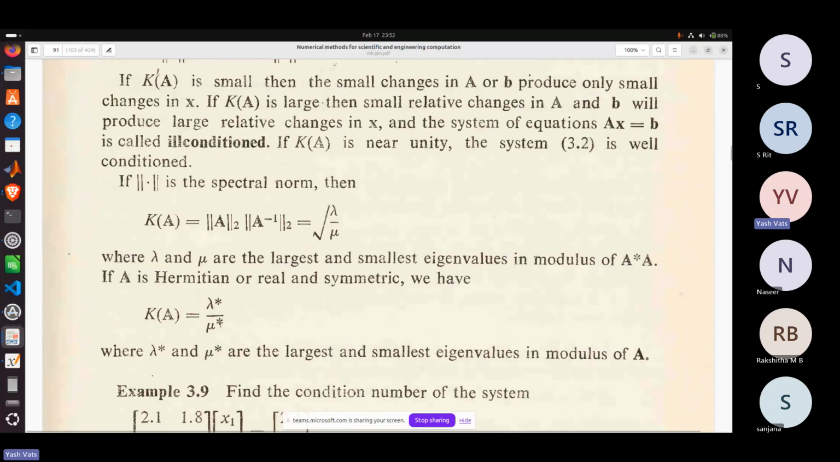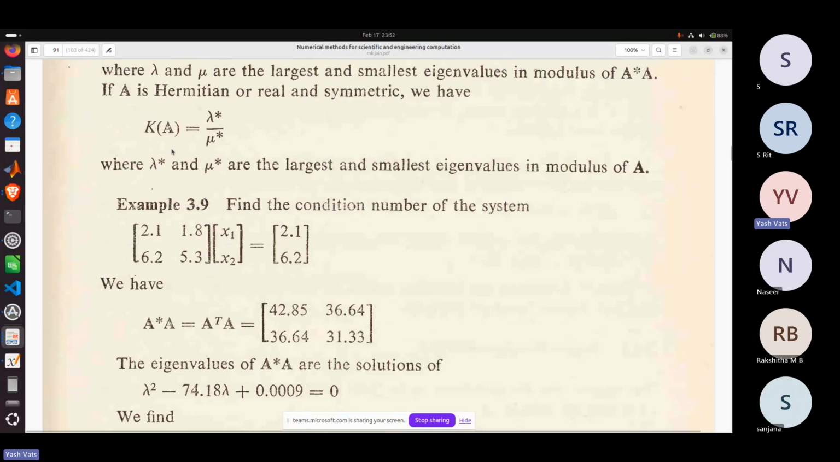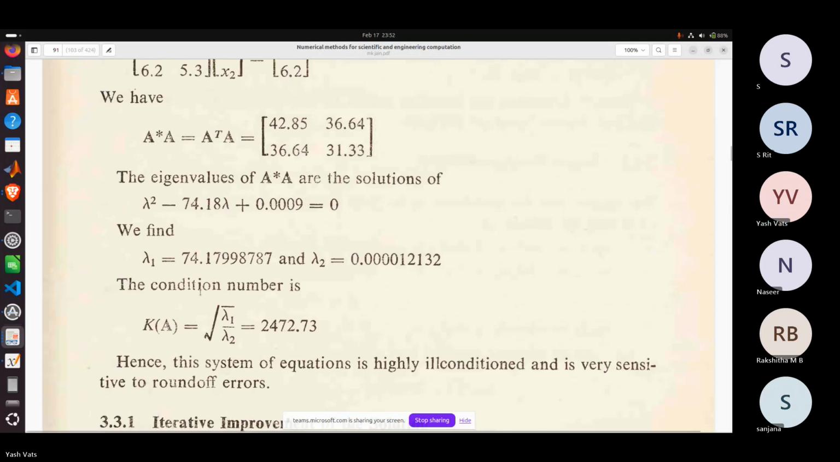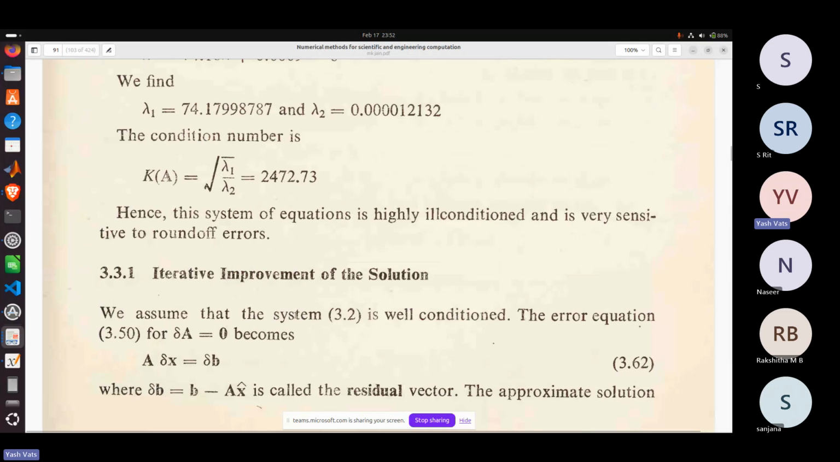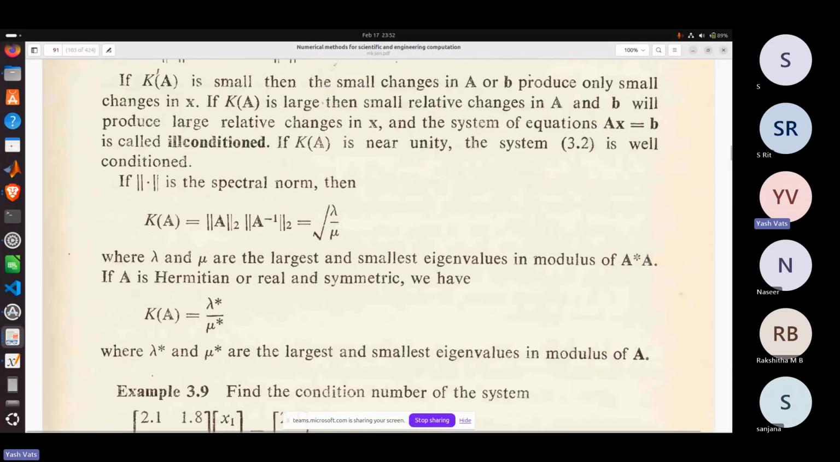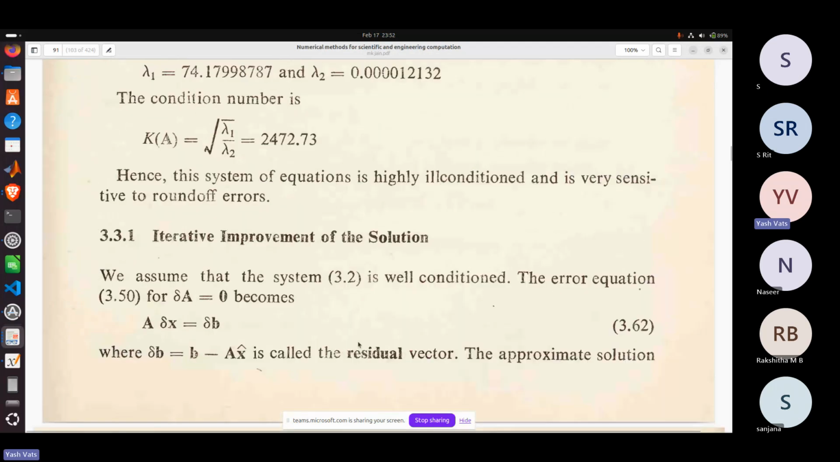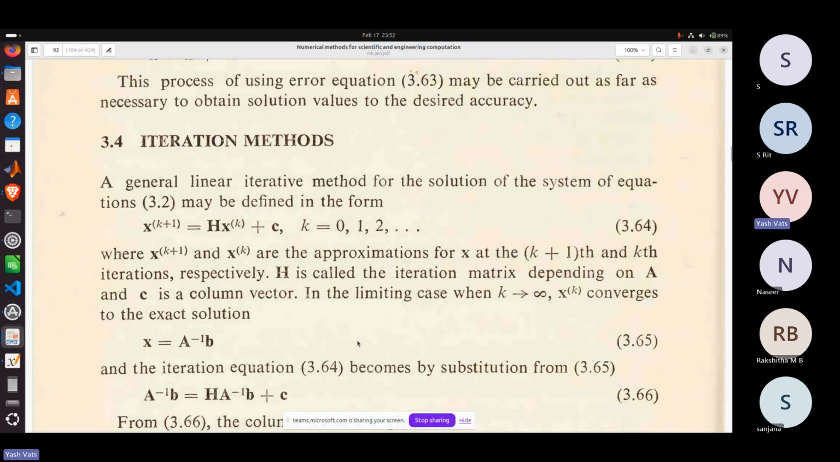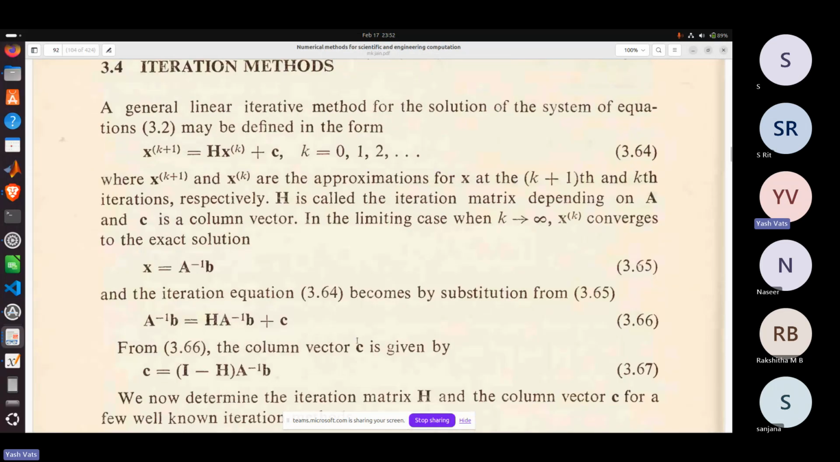Lambda and mu are the largest and smallest eigenvalues in modulus. So just find the largest and the smallest one and then calculate the square root of that. That's it. That is your condition number for a 2 by 2 system. Similarly, for A inverse, what are the eigenvalues? You know that. It is just the inverse of that one. Is this clear, everyone?